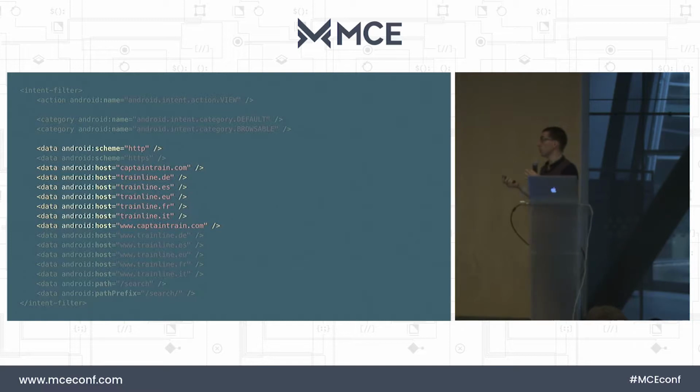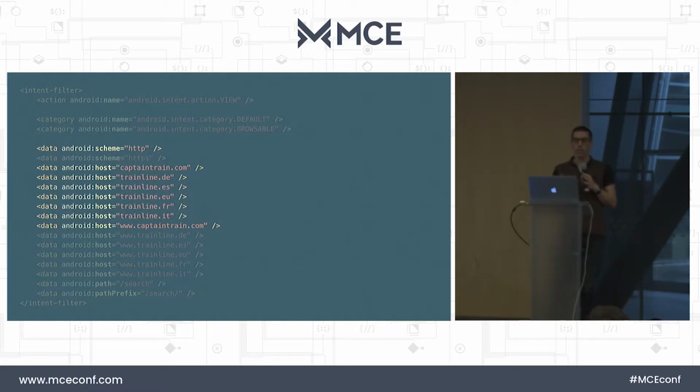For instance, you can type in the address bar http://trainline.eu without the www. Because we want to catch that directly in the app without having to round trip between the server and the application, we can directly catch that in the Android manifest.